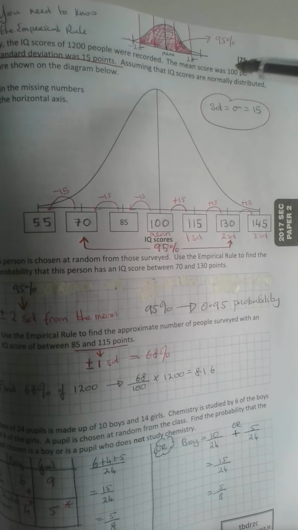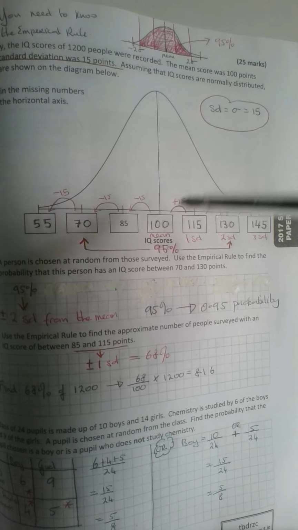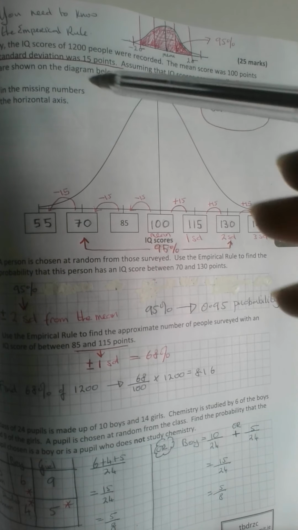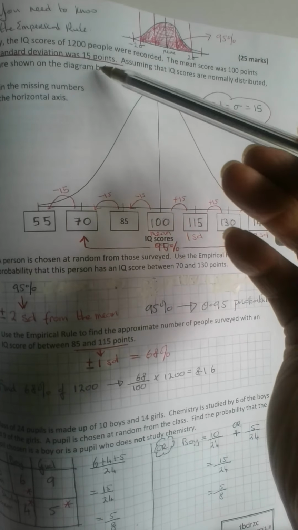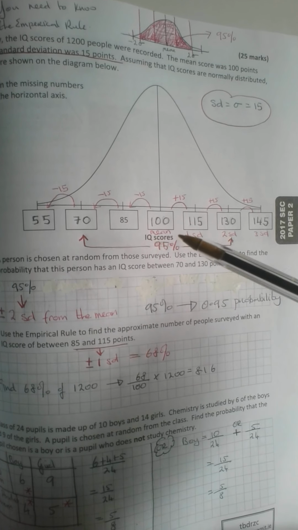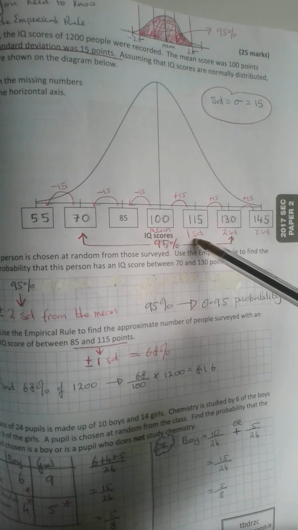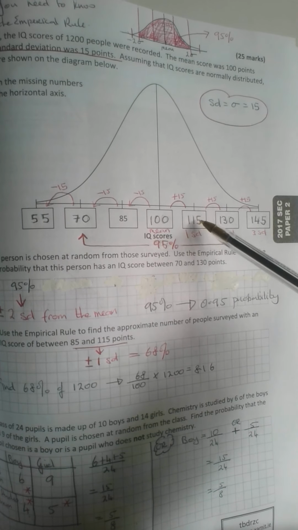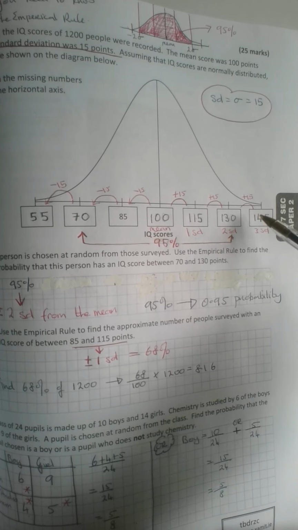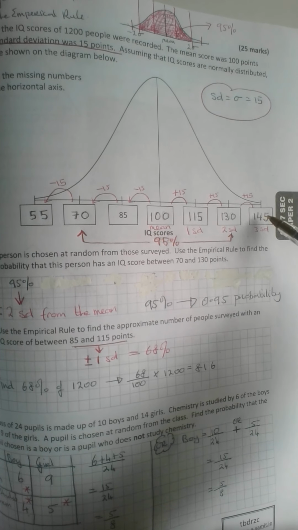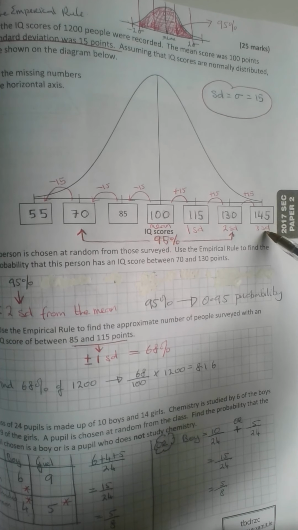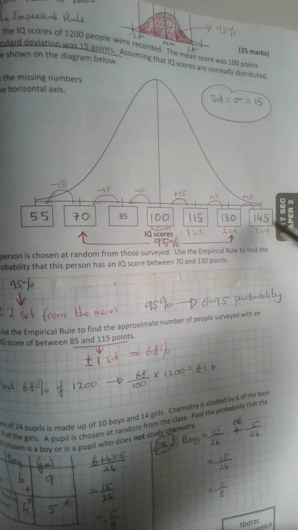So that's your mean, and it tells you the mean score was 100, so mean goes in there. Then they let you know that the standard deviation is 15 points. So to get +1 standard deviation, add 15 and you get 115, add 15 again, 130 for 2 standard deviations, and add 15 again to get 3 standard deviations, 145.